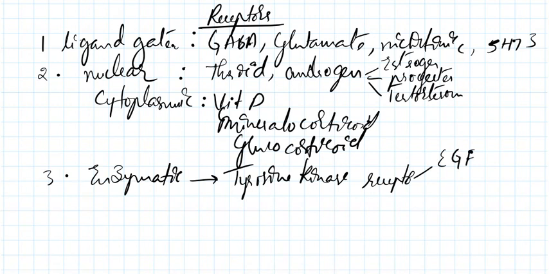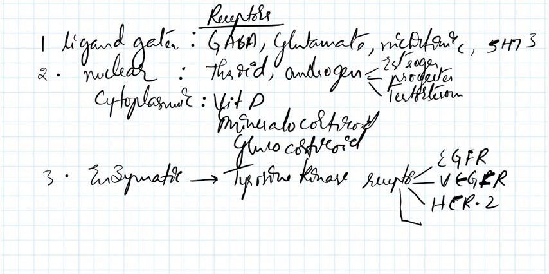In tyrosine kinase receptors, what are the examples? EGFR, epithelial growth factor receptor, VEGFR, vascular endothelial growth factor receptor. Next, HER2. Can you tell me where in a body HER2 receptors are present? Breast. In breast carcinoma, these HER2 receptors are very much favorable if they are positive. If they come with a positive state, then obviously it is very much favorable for the treatment. Remember HER2 receptors. What are another examples for tyrosine kinase receptors?